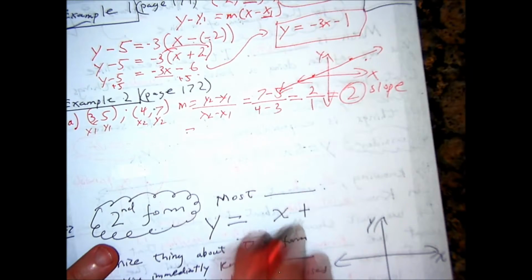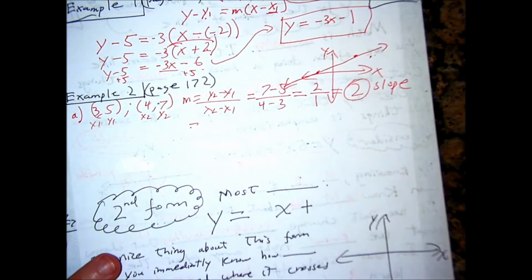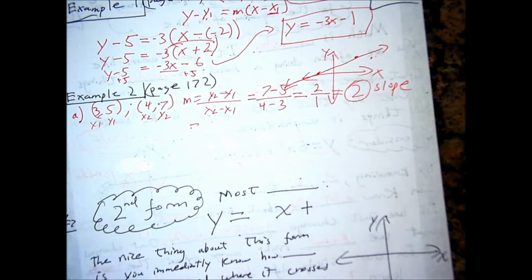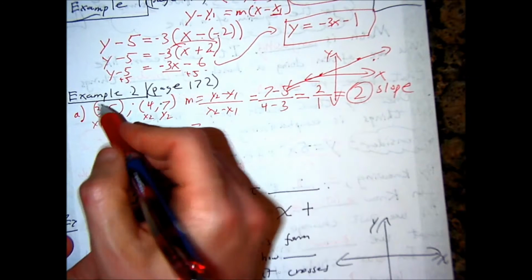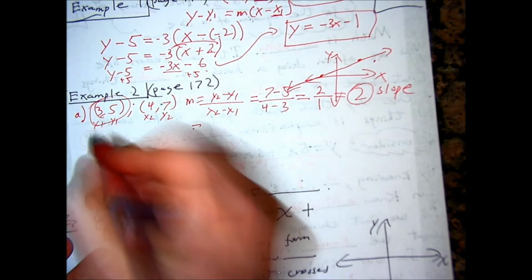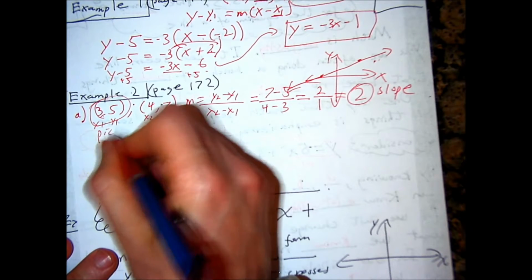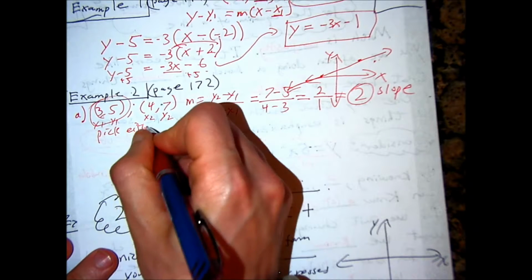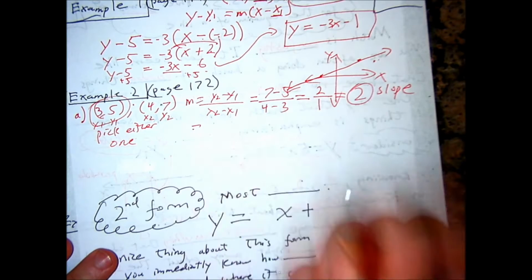Alright? But this is called point slope form. Well, now I have the slope, but what point do I use? Did they give me a point? They gave me 2 points. They gave me more than enough, so I can just pick either one. I'll just pick this one. So pick either one. Okay?